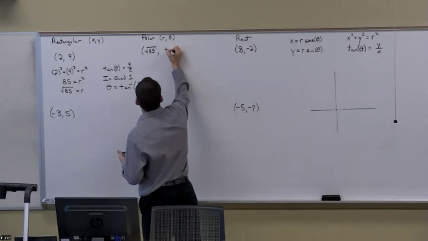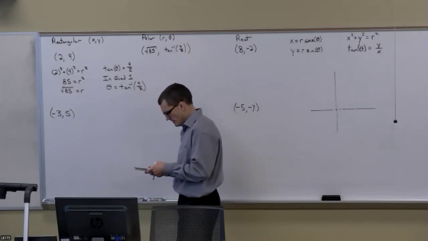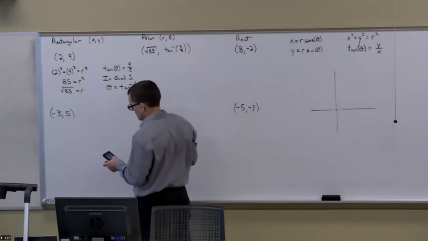How do I want to write this? I'm going to write this in 2 ways. Also, square root of 85 is about 9.22.